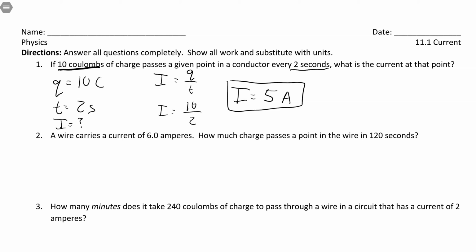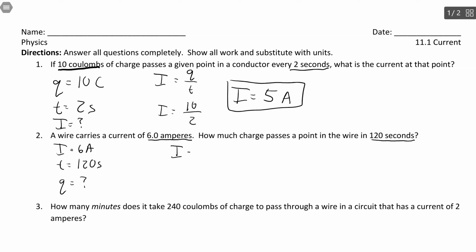Number 2, a wire carries a current of 6 amps. How much charge passes a point in the wire in 120 seconds? So I is equal to 6 amps and T is equal to 120 seconds. They were nice. They could have said 2 minutes, and then you'd have to convert it into seconds, because we want seconds always, not minutes or hours, when we're using this formula, because we're looking for charge, which is in terms of coulombs. So it has to be in seconds.